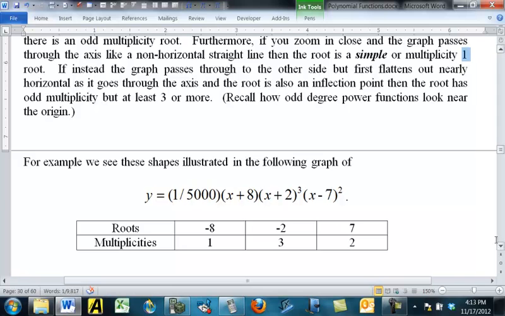So we can see all of that in the graph of this one here. So notice this x plus 8, that says at negative 8 is a root. The power is 1, so that's the multiplicity. The multiplicity is the power here. X plus 2 says negative 2 for x is a root, but the power is 3, so that's multiplicity 3. And x minus 7 says 7 is a root, and the multiplicity is 2.